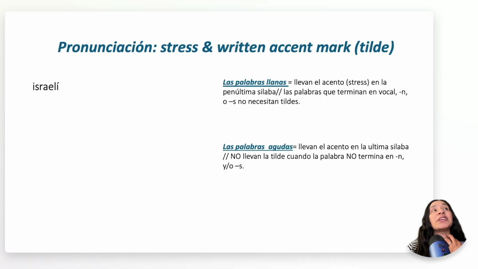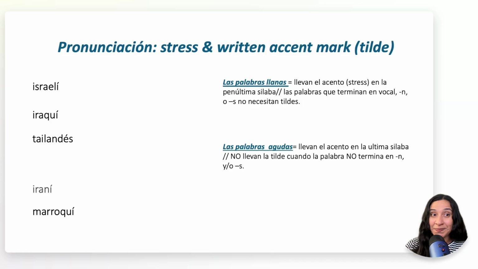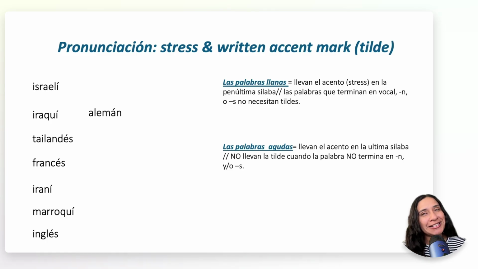So israelí, that's how you pronounce that word, israelí, iraquí, marroquí, tailandés, iraní, francés, inglés, alemán. So these are nationalities, of course, and they have the tilde on the last syllable, so they are palabras agudas.